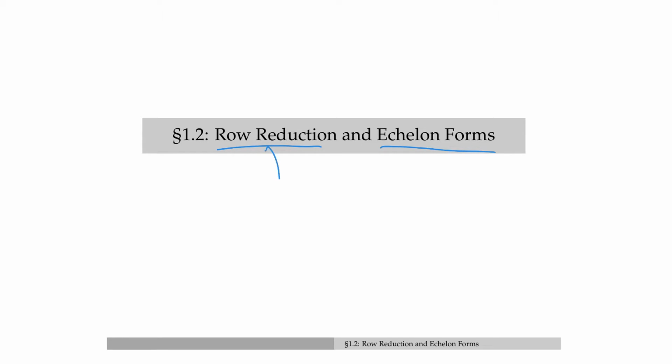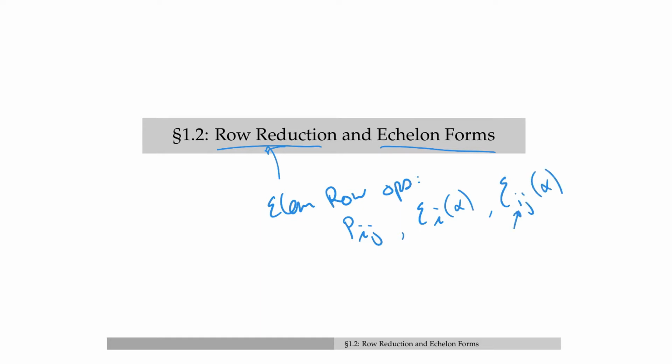Now, row reduction goes back to the end of section 1.1 where I talked about elementary row operations. If you remember what those were, I can swap two rows, I can multiply a row by a constant, or I can take row i, multiply it by alpha, and add to row j, and leave it there. With these three alone, we can end up with something we're going to call an echelon form.